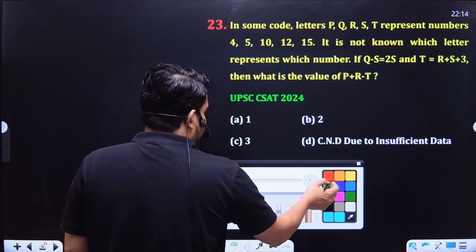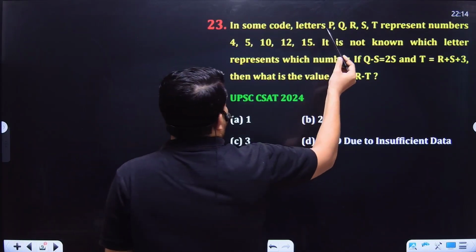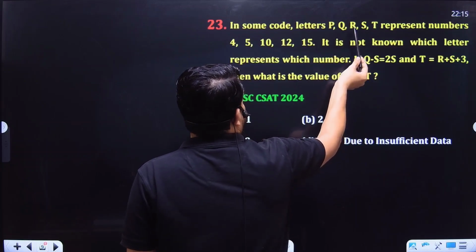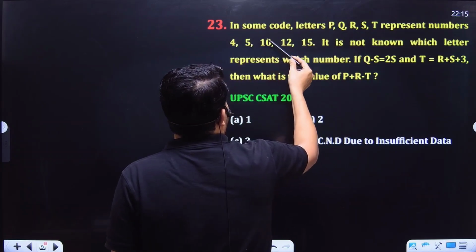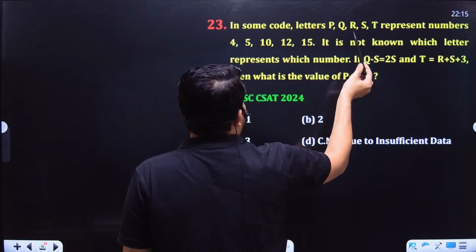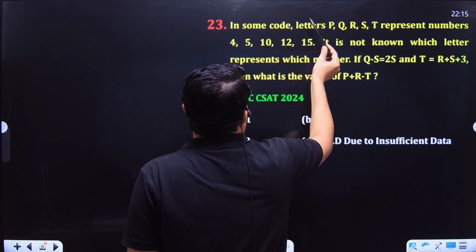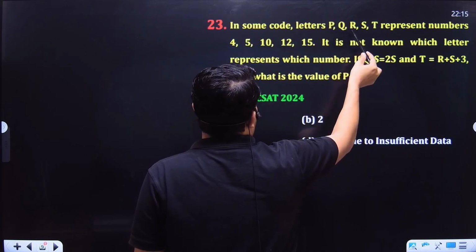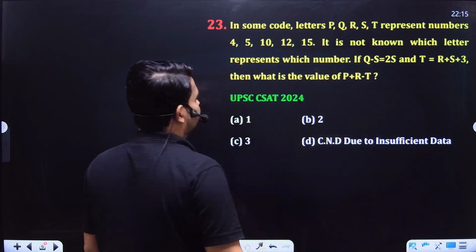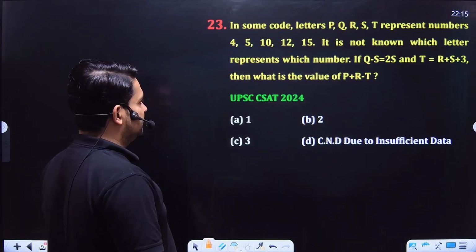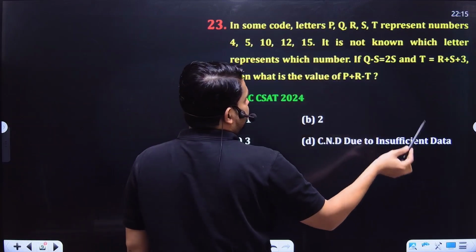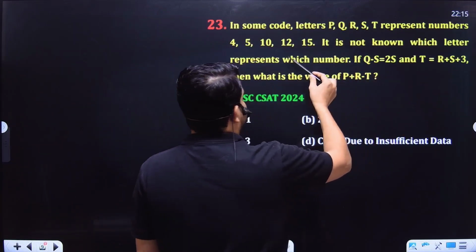So I have given some codes P, Q, R, S, T, and their numbers represent 4, 5, 10, 12, 15, but not in sequence. You cannot say that P is equal to 4. P can be 4, 5, 10, 12, 15. Any value P, Q, R, S, and T can take. They are not in the sequence. As it is clearly mentioned here, it is not known which letter represents which number.